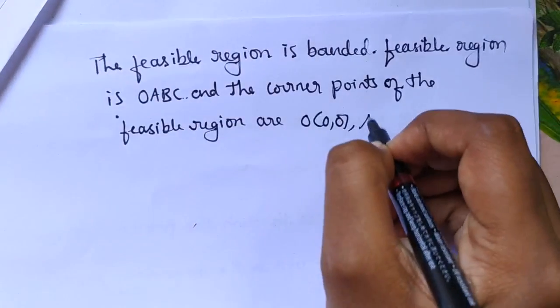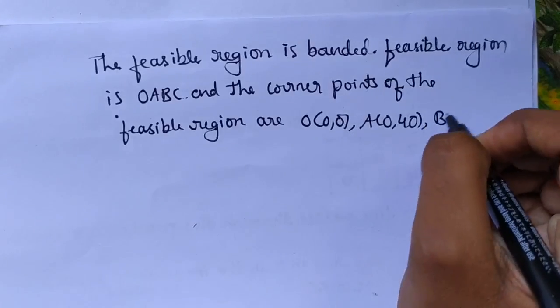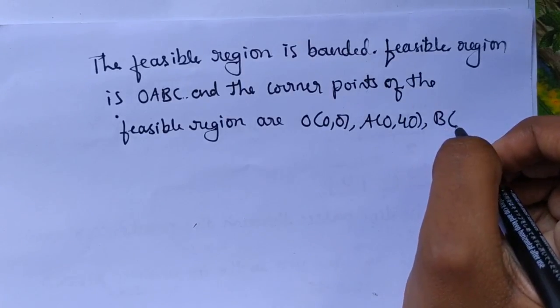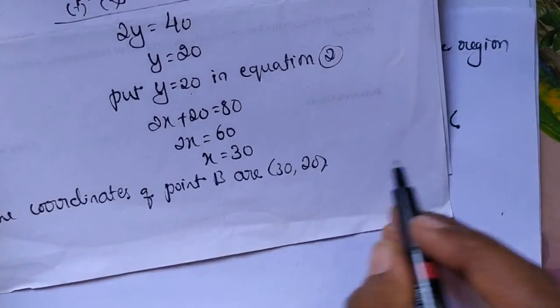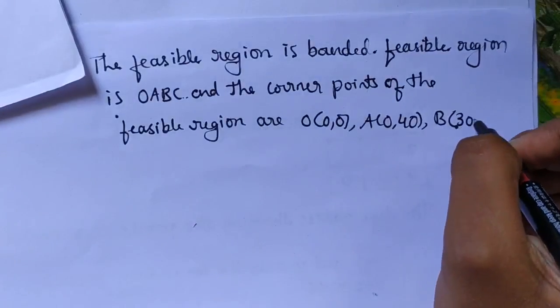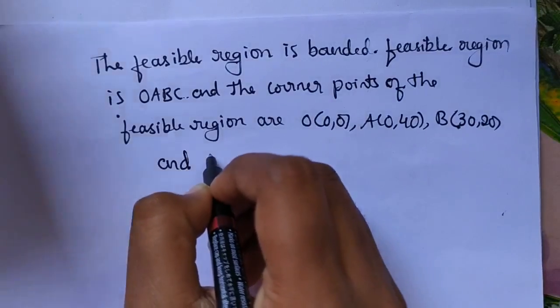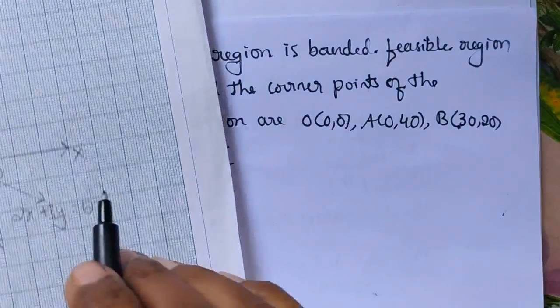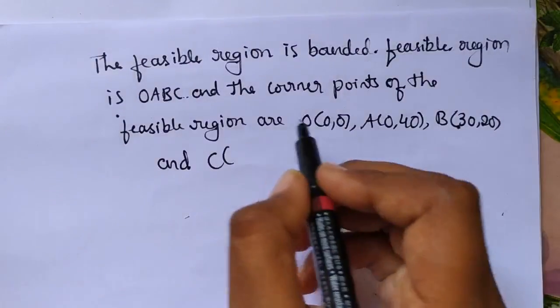Origin. A of 0 comma 40. Next B of, we have determined the coordinates of the point B. It is 30 comma 20. And the last corner point is C of 40 comma 0.